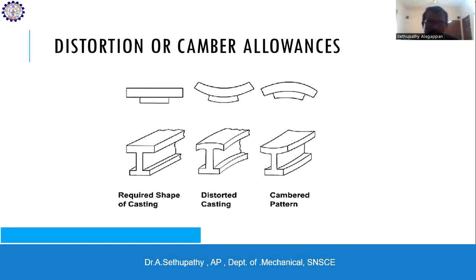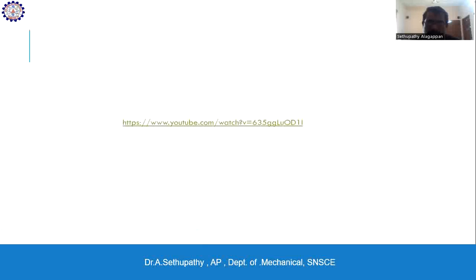The picture shows the distortion and camber allowances: the required shape of casting, then the distorted casting, and the cambered patterns. Thank you.